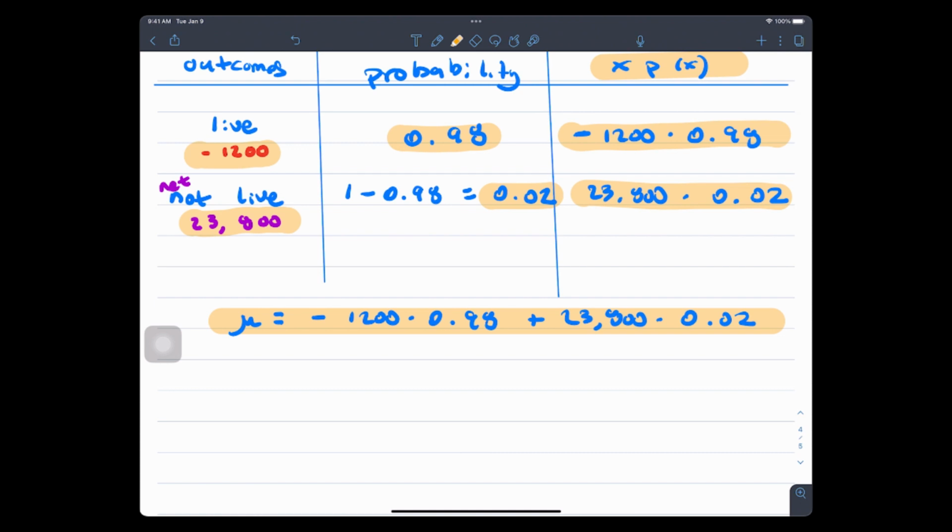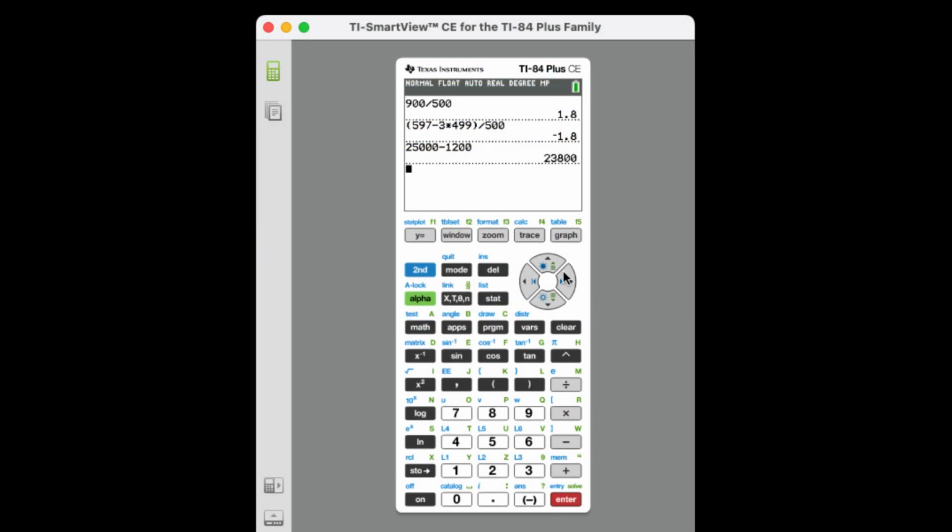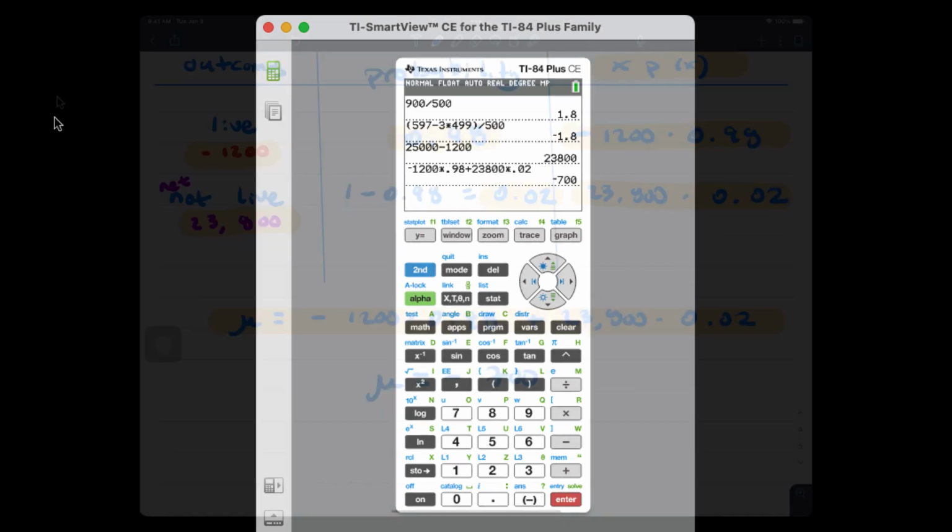This is your expected value. So let's find this out. Let's go to the TI. Remember, where's your negative sign? It's down here. That's a negative sign. You got to put negative 1,200 times 0.98 plus 0.02 times 23,800, just like I wrote it down, just so you guys don't freak out. What's the expected value? It's negative 700, is that right?